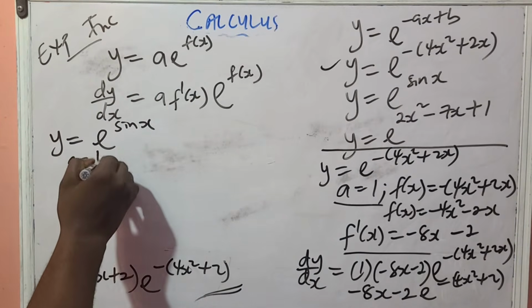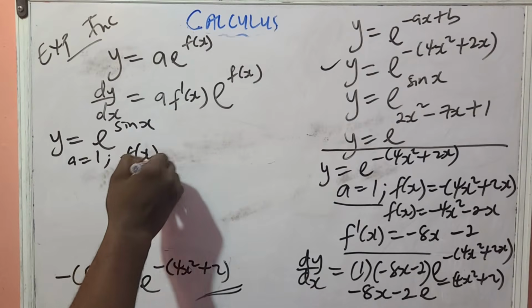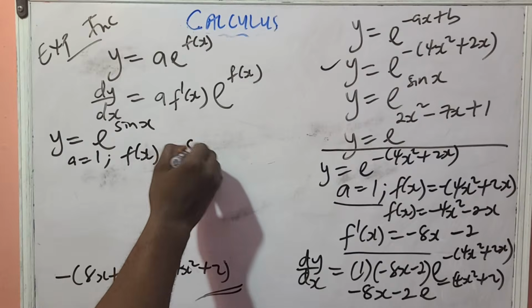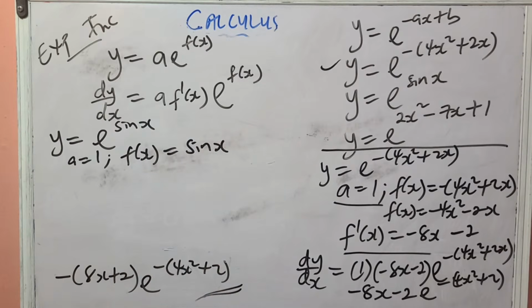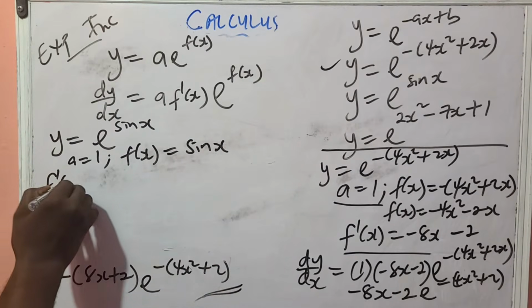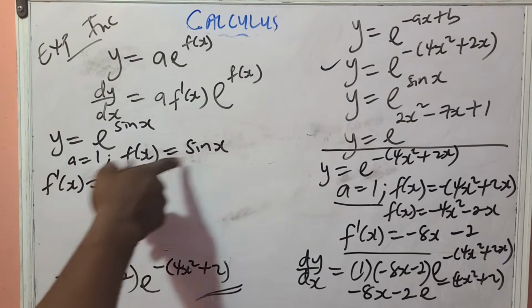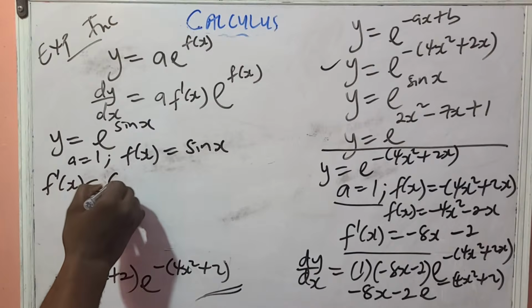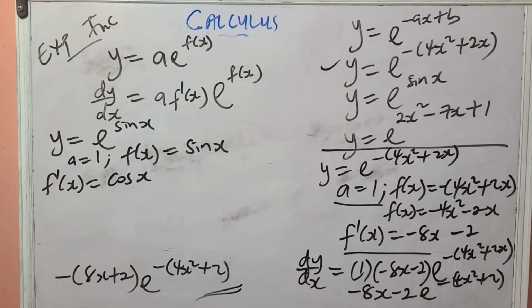A here is 1. What's my function f of x, which is the power of the exponential? My f of x here is sine x. So what's going to be my f prime of x? If f of x is sine x, and I differentiate sine x, what do I get? I get cos x. That's why you need to understand all these things. Good. So now that I've gotten my cos x, what do I do next?